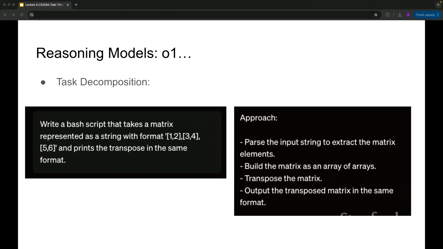So once it understood the problem, it's saying that the approach should involve, maybe I should parse the input string, then build the matrix, transpose the matrix, and then output the matrix in the same format. So it's breaking it into multiple steps. While for this particular problem this might be overkill, in more complex problems this might be a better way to solve the problem because you've decomposed it into smaller steps.